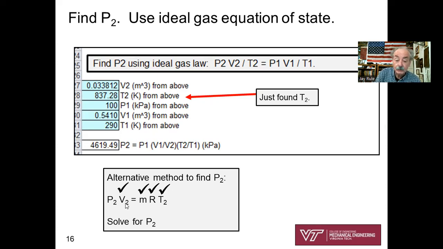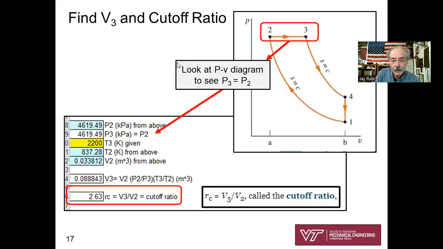How about the ideal gas equation of state? PV equals MRT. I've got all these things. So this alternative method that I wrote down is really much easier, but an identical way to solve for P2. Okay, either way can work, but you've got to find P2. Because, what's the benefit of that? Look up here at your PV diagram. If you found P2, work becomes very easy. And also the cutoff ratio becomes pretty easy. Let's see, P3 equals P2.